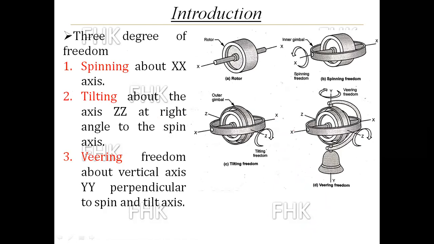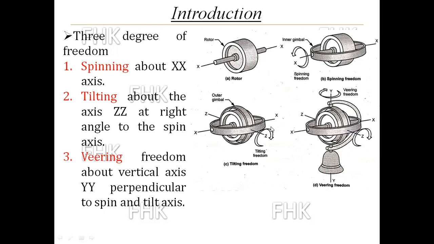First degree of freedom is in figure A. Heavy rotor is rotating about xx, and in figure B that heavy rotor is rotating about the xx axis, so that xx axis is called a spinning axis and the motion is called a spinning freedom.